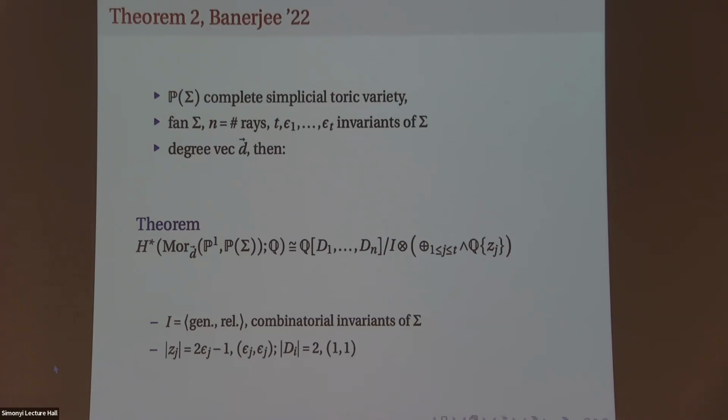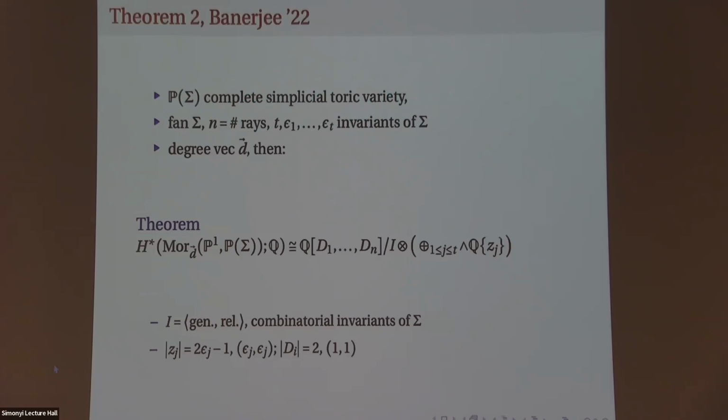And also, it's super important that we take complete simplicial toric varieties. Dropping these adjectives would make this theorem not hold for sure. Among other things, when you drop these two adjectives, the cohomology of a toric variety is no longer just a combinatorial invariant.